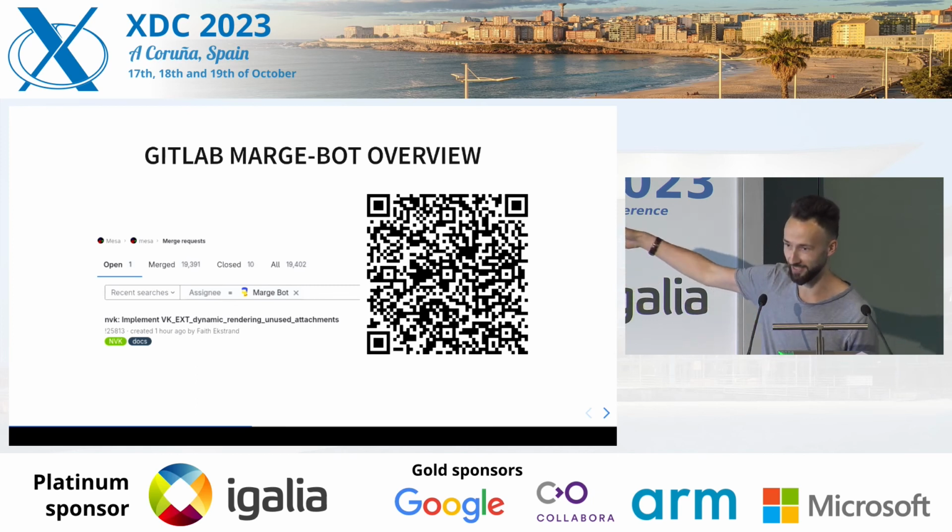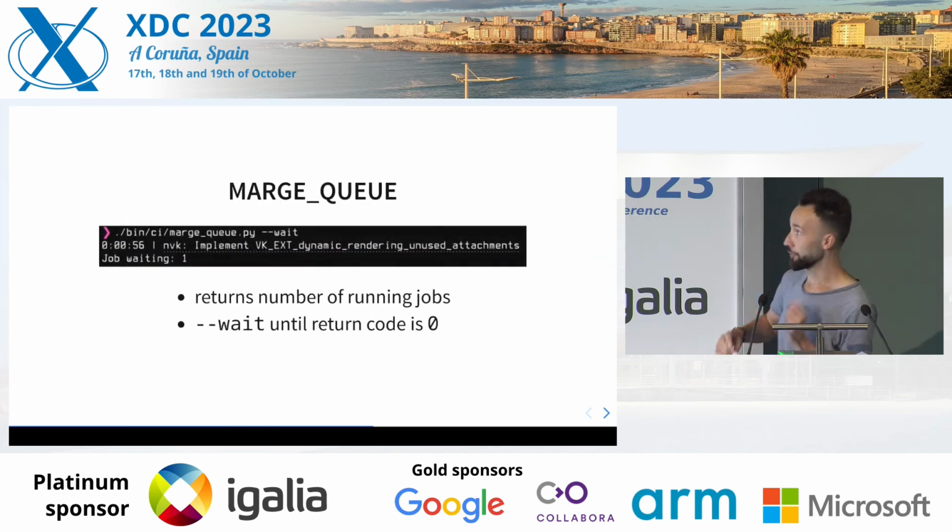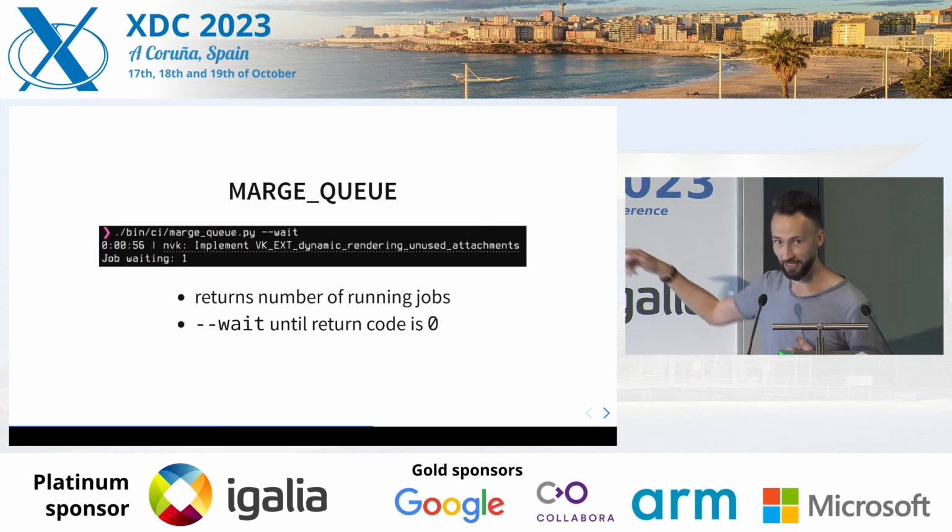The QR code is linked to the GitLab URL where you see a list of jobs to be merged. Or you can use a magical script which got merged like a week ago, and it has the ability to show you how many jobs are queued. For example, if you want to do some stress testing, which we get to later, you can use the script and it will return 0 when there are 0 jobs in the queue. Otherwise, it will return the number of jobs in the queue. And if you pass the wait parameter, it will wait until you get to 0.